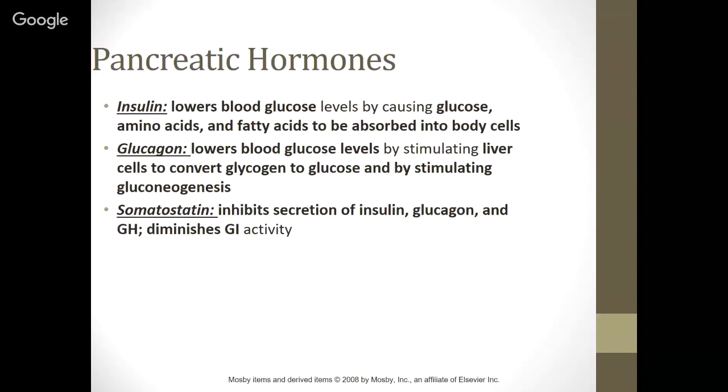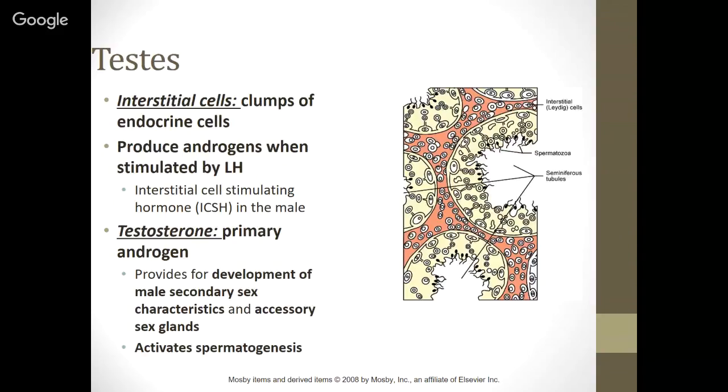So it works a little bit differently from insulin. Somatostatin inhibits the secretion of insulin, glucagon, and growth hormone, and it diminishes GI activity. So somatostatin is going to be the negative feedback for insulin and glucagon.